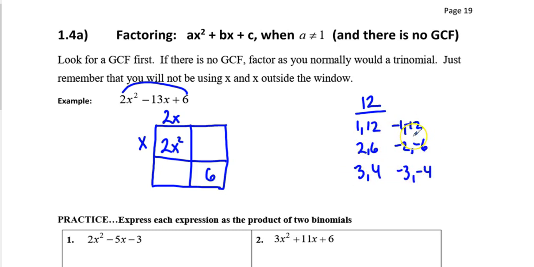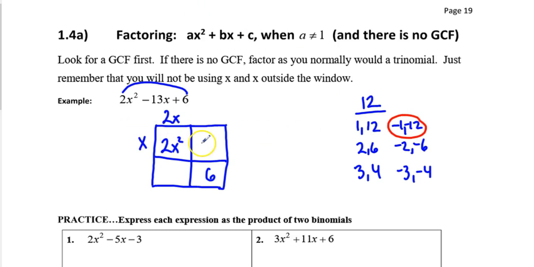So I've got all my factor pairs of 12. Keep in mind, it's not simply 6. It's A times C. All right, so what I have to find is the pair that adds up to negative 13, that B value. So hopefully you spotted it. It's that one right there.